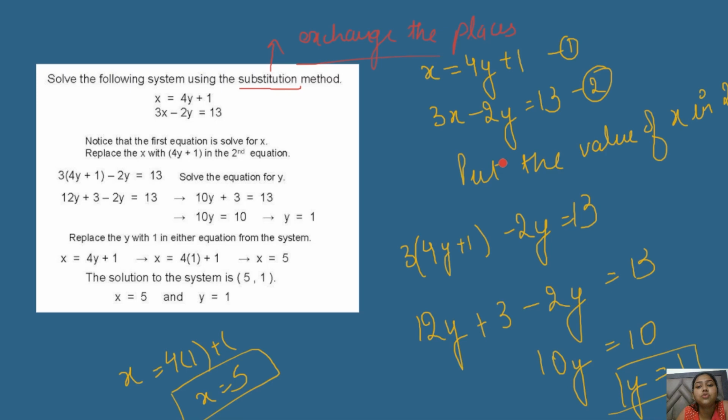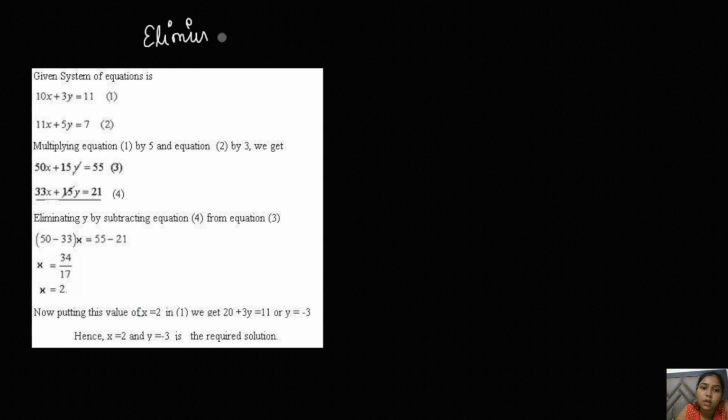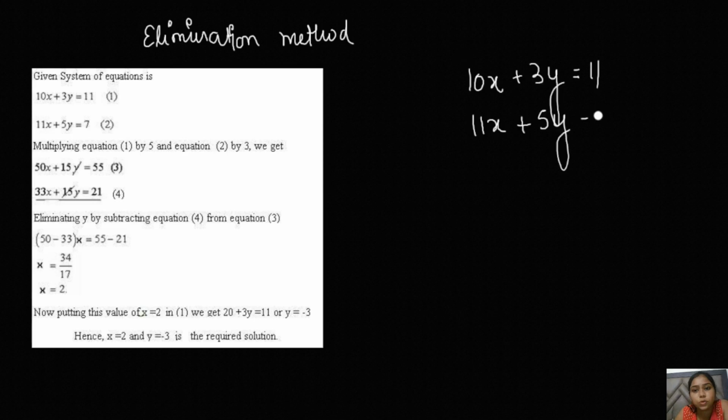So next is your elimination method. In this particular method, you just have to make sure that both equations have at least one variable similar, and then you subtract them by making their signs opposite. You can see that no variable is equal, so you can multiply one equation by 5 and the other by 3 to make them equal.